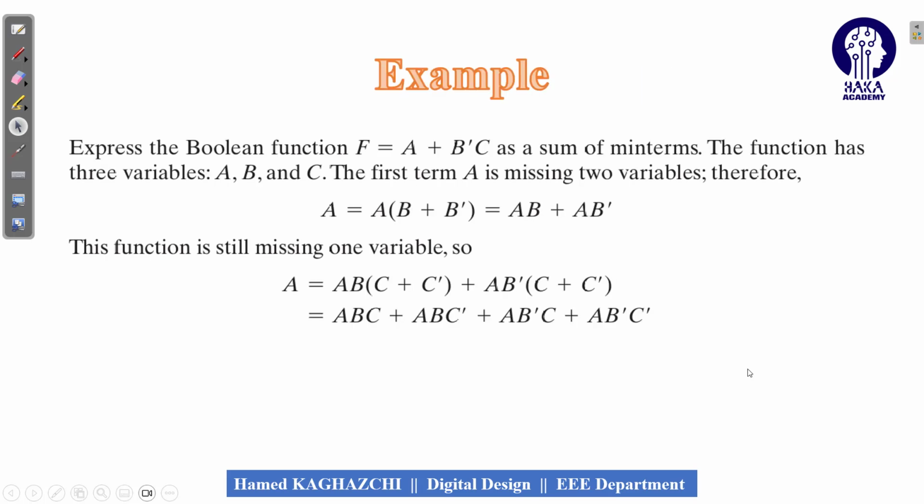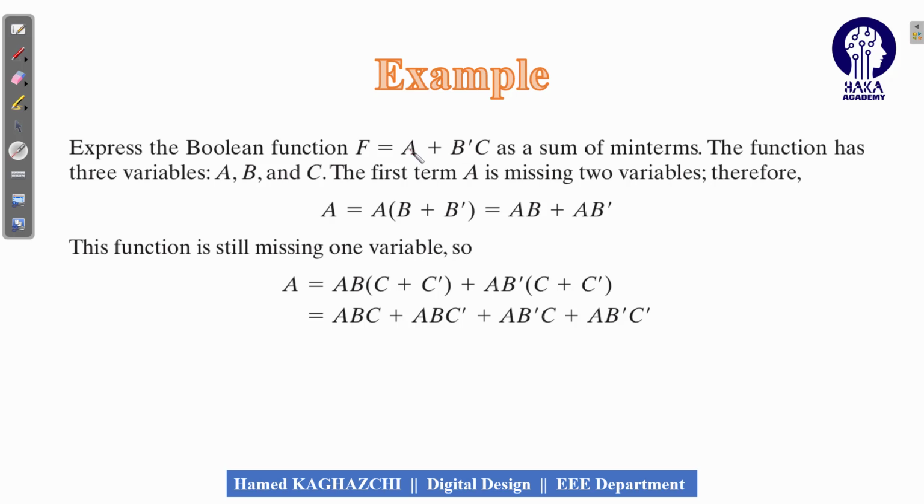Now, suppose that I have something like that. F is A or B prime C. We know that this is not written in the form of the canonical form. I want to convert this Boolean function in the form of sum of minterm. How can we do it? We say that for each term, we look at each term and see what is the missing variable.